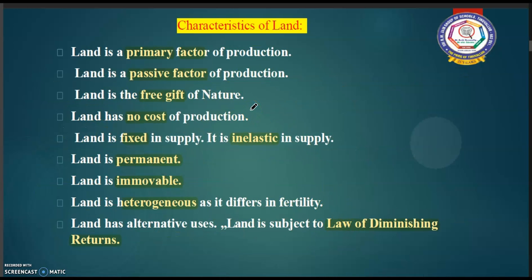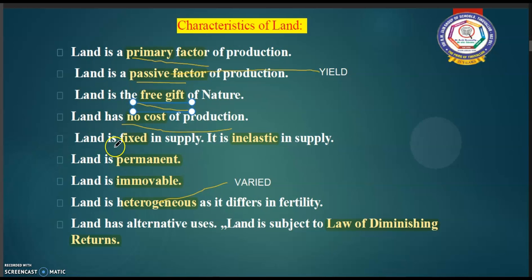Now what are the characteristics of land? Land is a primary factor of production. It is the basis of production. Next, land is a passive factor of production. Passive factor means the owner of the land is going to yield something from the land. Land is the free gift of nature. It has no cost of production.